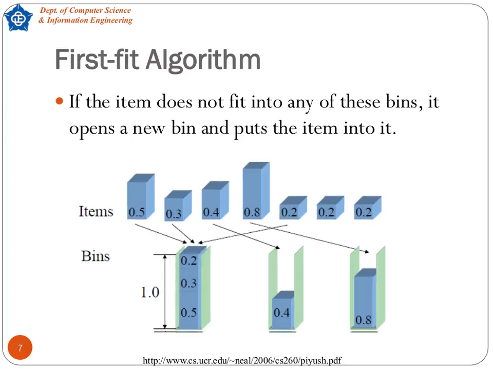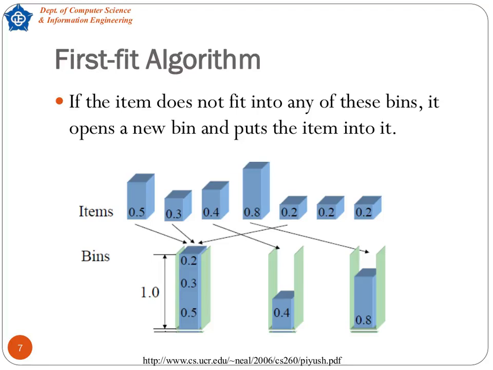Continuing our look at the first fit algorithm, let's delve deeper into its application with a more comprehensive example. As a quick reminder, its fundamental rule is simple. If an item cannot fit into any of the currently open bins, a new bin is immediately opened to accommodate it. Let's observe this process in action using the visual example provided. At the top, you'll see a series of items: 0.5, 0.3, 0.4, 0.8, and three instances of 0.2. Below, we have our bins, each still with a capacity of 1.0, following the first fit principle.